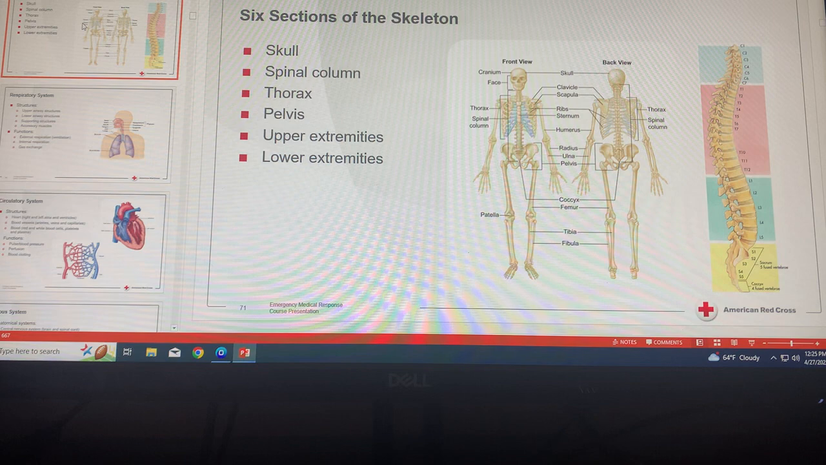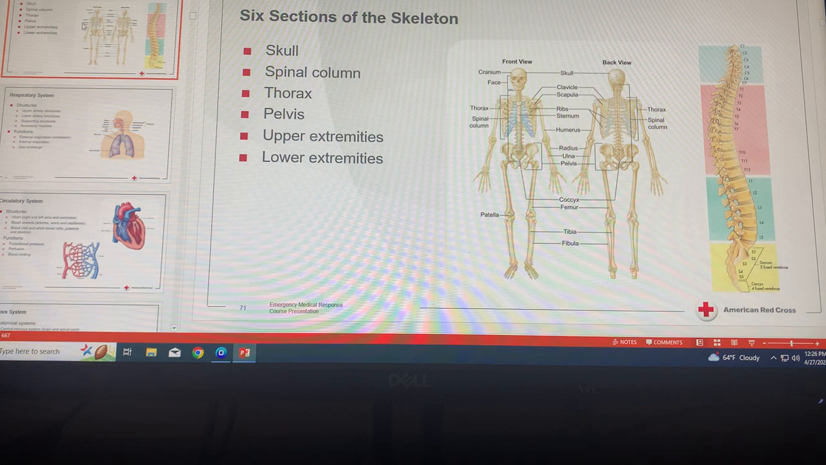Next is thorax. The thorax, also known as the chest, is made up of 12 pairs of ribs, the sternum, breastbone, and the thoracic spine. 10 pairs of ribs are attached to the thoracic vertebrae and sternum with cartilage, while the bottom 2 pairs of ribs, known as the floating ribs, are attached only to the thoracic vertebrae. Together, these structures protect the heart and lungs.